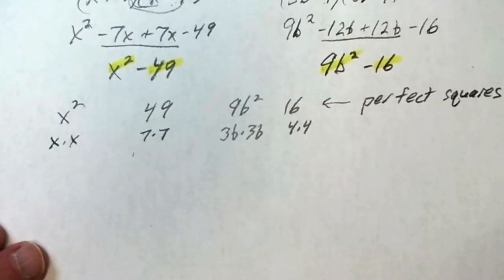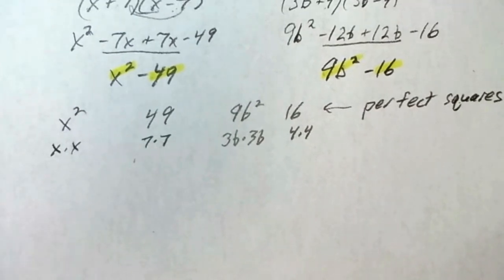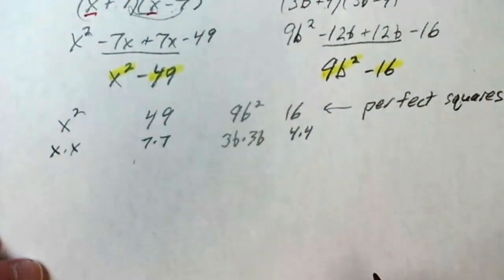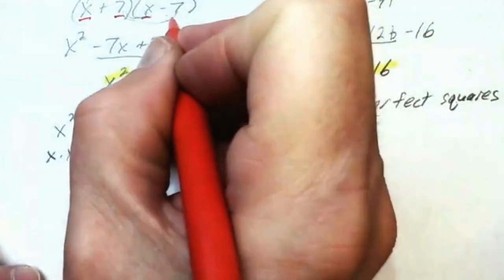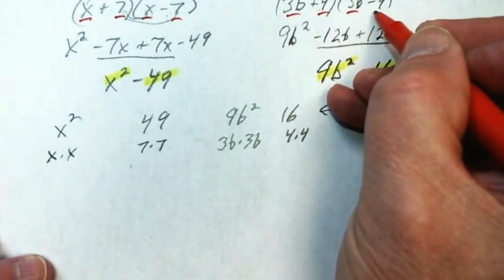Well, that kind of makes sense because if we go back and look at what we started with up here, we started with an x being multiplied by an x. And we had a 7 multiplied by a 7. And we had a 3b multiplied by a 3b and a 4 multiplied by a 4.